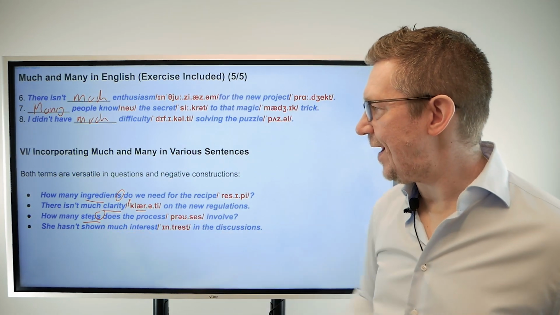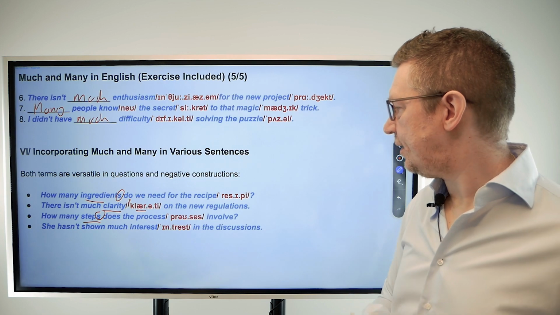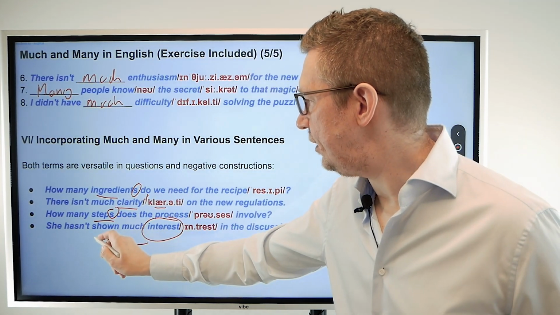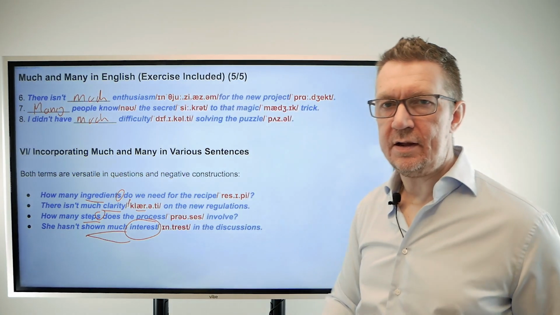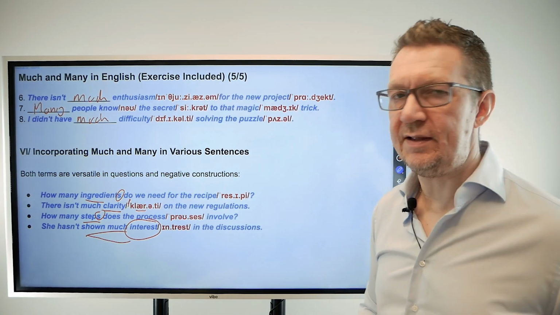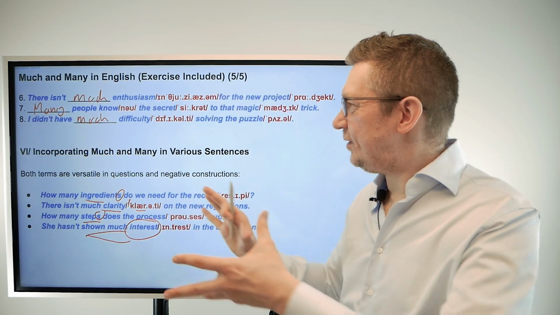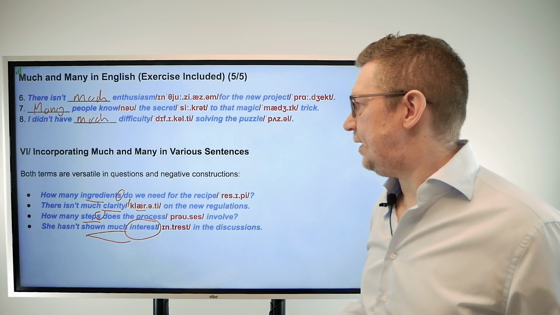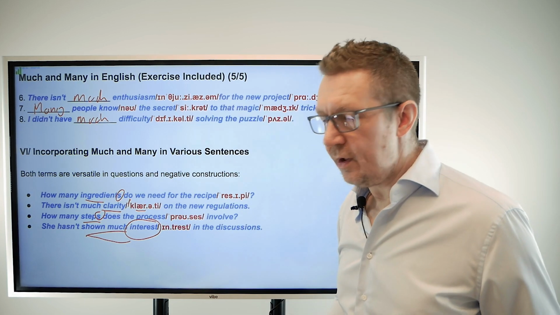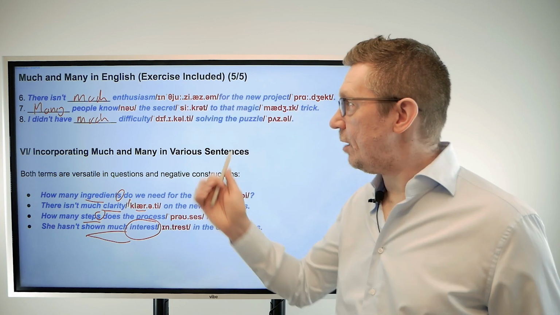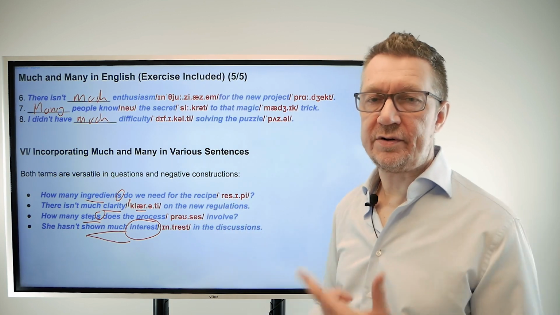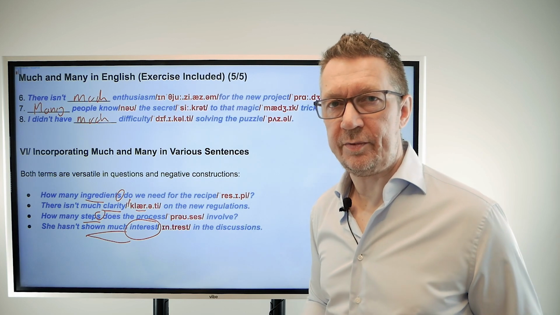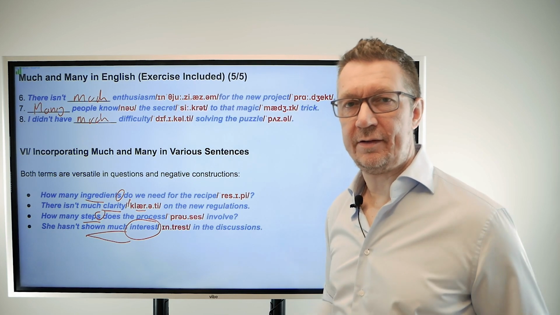Okay, last one. She hasn't shown much interest in the discussions. Interest, again, can't be counted, and we have much here, okay? That was just to show you a few examples in the negative and in the question form as well. So remember, go back to the slides, have a look, rewatch the video, and after this, I'm sure you'll have absolutely no problems with much and many, countable and uncountable.